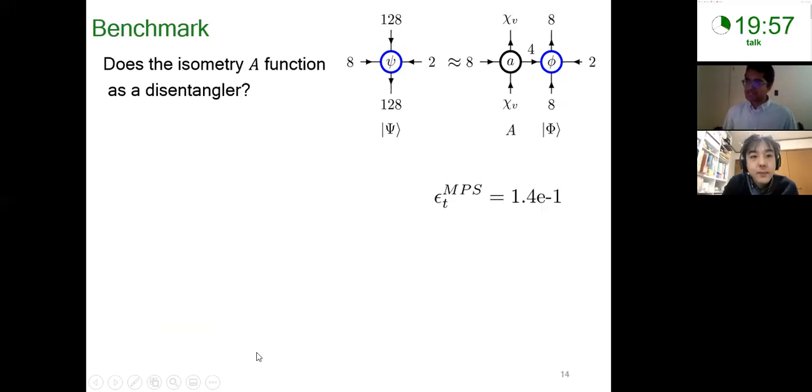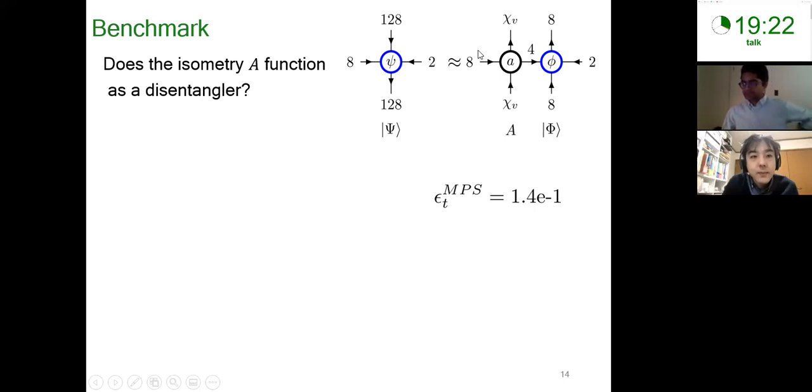Another question to ask is, how does this isometry A in the splitting function as a disentangler? Let's consider the following splitting problem on the top right. Again, we have our two-sided MPS. We want to split it into the product of an isometry column A and the new MPS phi. We're going to fix all the bond dimensions except for the vertical bond dimension of A. So we're fixing this horizontal bond between A and phi to be 4, so we're doing projection from 8 to 4. And we're going to fix the vertical bond dimension of our new MPS to 8.